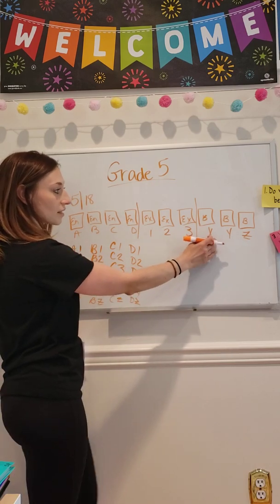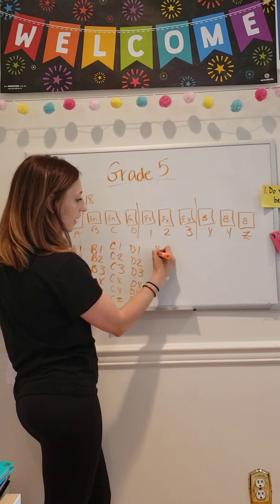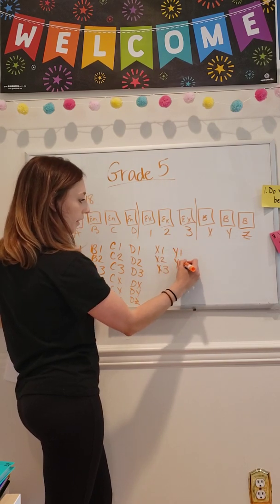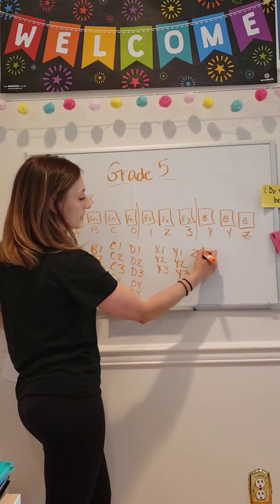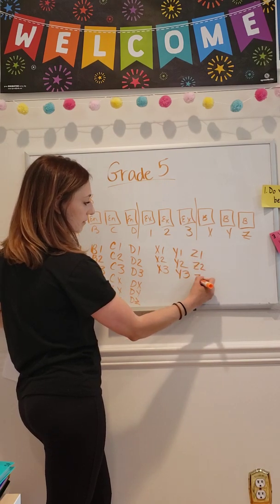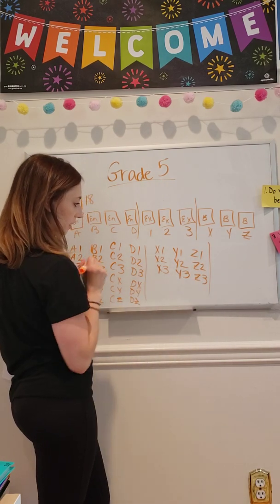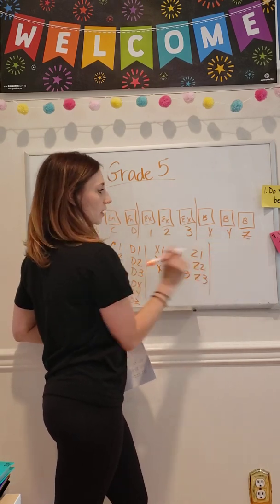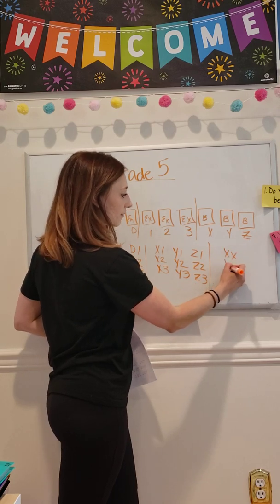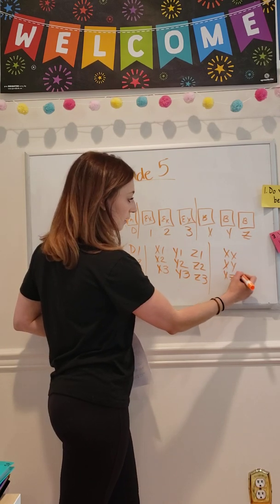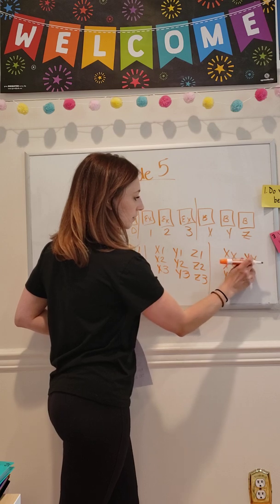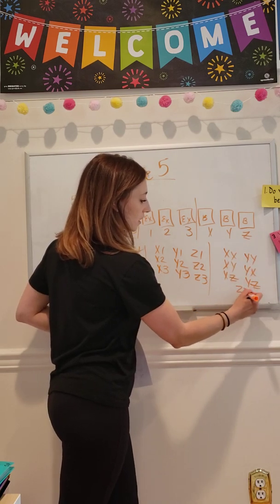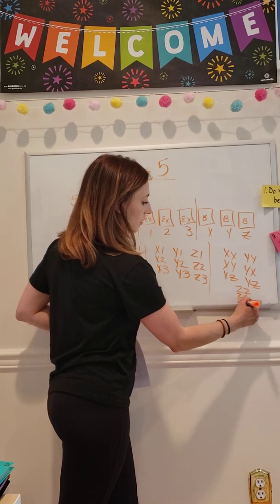So I'm going to use these as an entrance next. So I'm going to have X1, X2, X3, Y1, Y2, Y3, Z1, Z2, and Z3. So there's some more combinations. Last but not least, I can enter and exit using just these doors. So I could do XX, XY, XZ, YY, YX, YZ, and ZZ, ZX, and ZY.